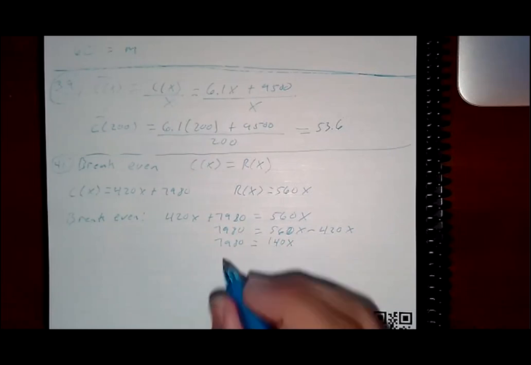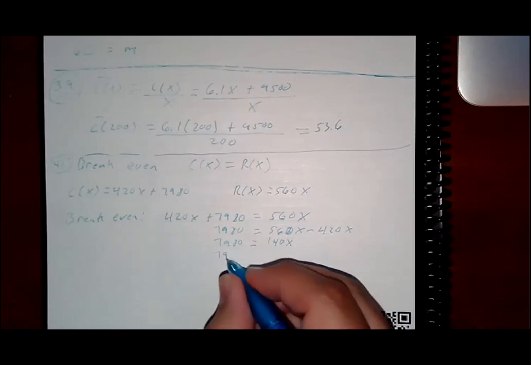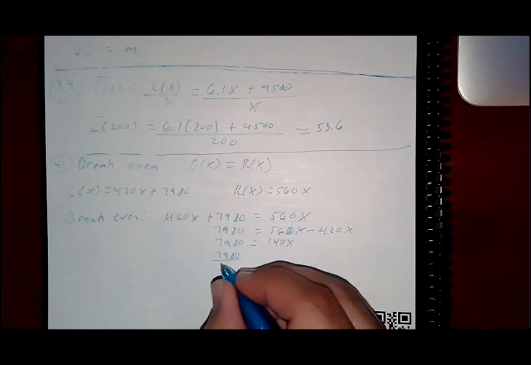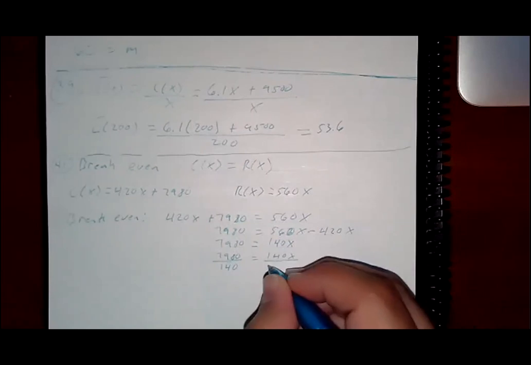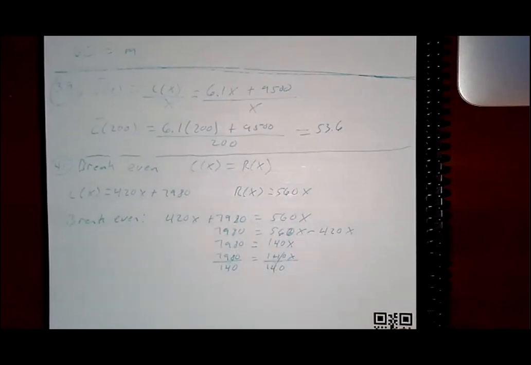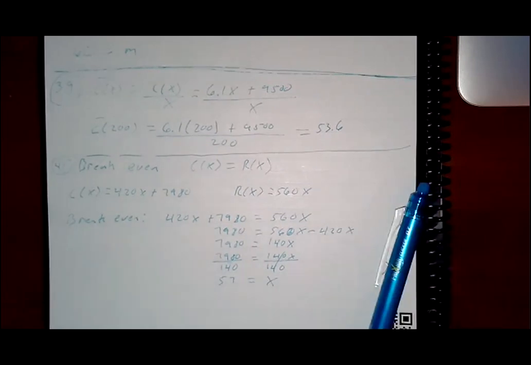Then just divide by 140 and you're good. 7980 divided by 140 will give us our break-even point. 7980 divided by 140 is 57. So once you make or sell 57 of these items, that's when you break even.